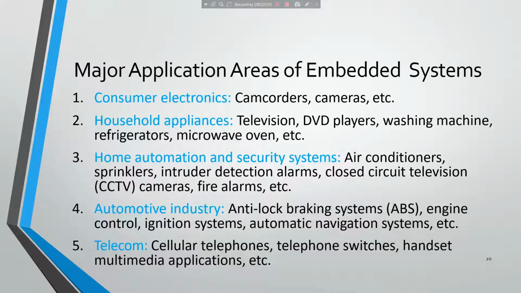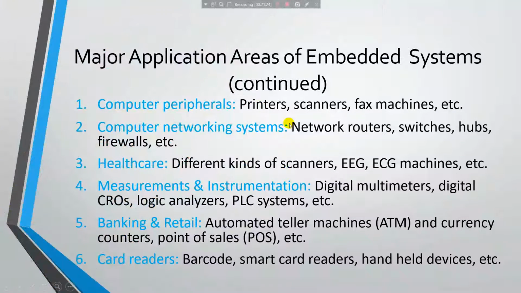In the same way, the automotive industry: ABS anti-lock braking systems, engine control, ignition systems, automotive navigation systems. These are the applications of embedded systems in the automobile industry. And in telecommunication, there are cellular telephone switching, handsets, multimedia applications, and so on. And a few more you can see here.